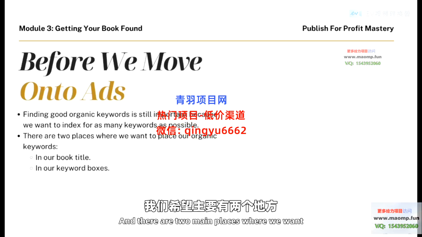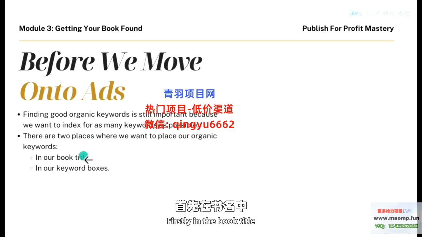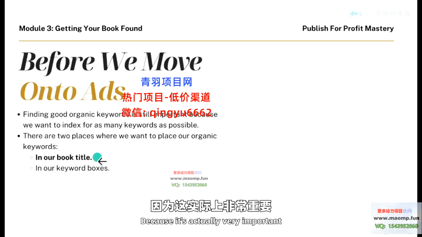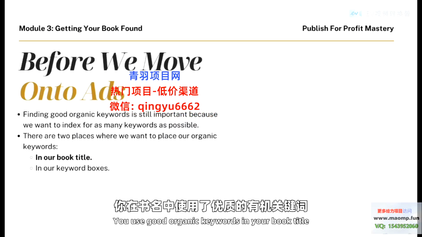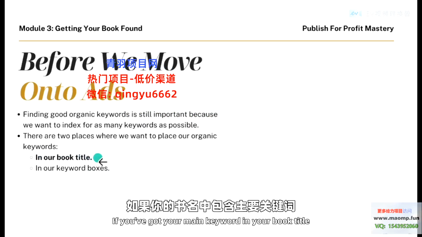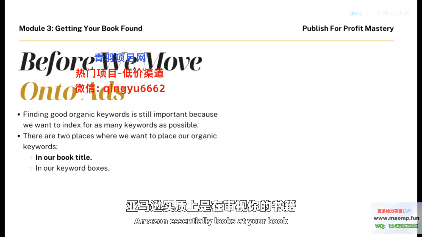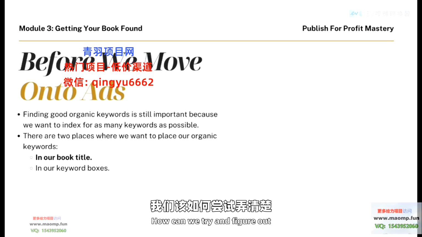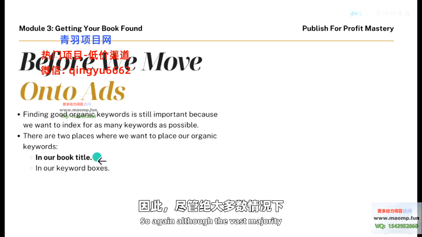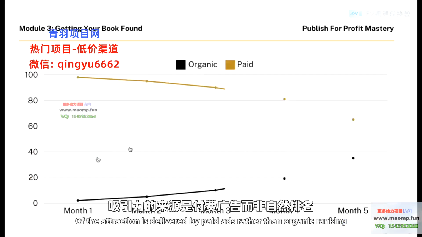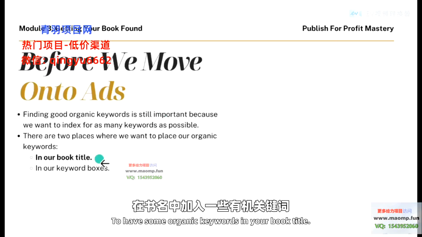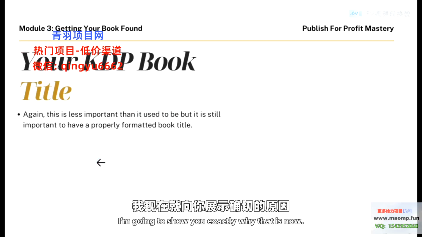And there are two main places where we want to place our organic keywords. Firstly, in the book title, and then secondly, in our keyword boxes. And I've highlighted again here our book title because it's actually very important you use good organic keywords in your book title, because in terms of SEO pull organically, this is where it is the strongest. If you've got your main keyword in your book title, Amazon essentially look at your book and think, okay, what's this book title? How can we try and figure out who might want this book and what this book is? The first thing they look for is in the book title. So again, although the vast majority of traction is delivered by paid ads rather than organic ranking, it is still fairly important to have some organic keywords in your book title. I'm going to show you exactly why that is now.